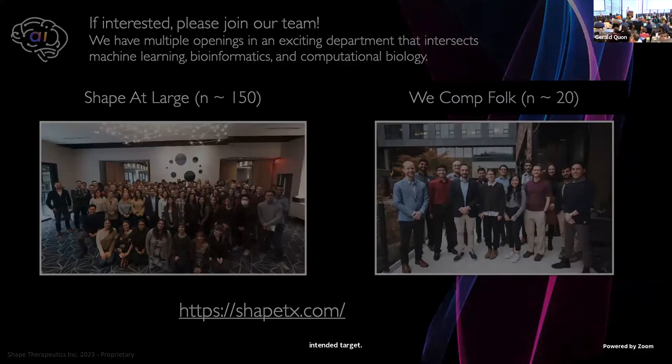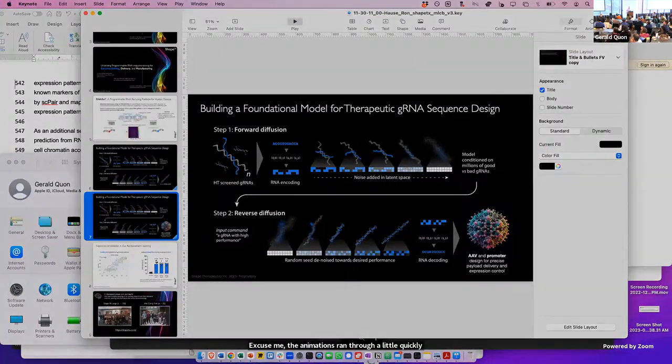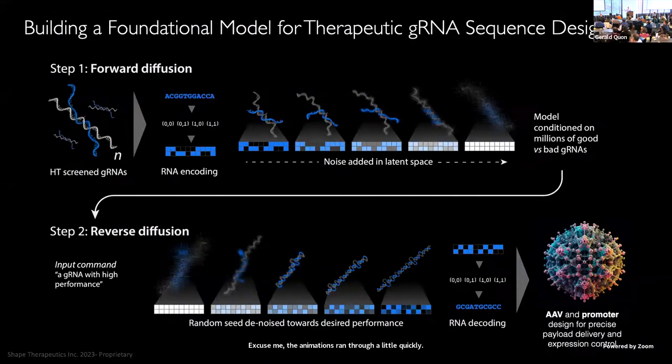And what's really neat about that, at least at Shape, excuse me, the animations ran through a little quickly, is beyond RNA data, we can do this for data that we generate on billions of viral sequences. So we do high throughput mutagenesis of billions of viruses, dose them to non-human primates, and then we can isolate different tissues that they actually functionally transduce. So you can build a generative model for a brain-specific virus or a heart-specific virus. And we do that for promoters. So we can generate a cis regulatory architecture that finally controls a genetic payload in what cells we want to. So three different language problems that we work on at Shape.